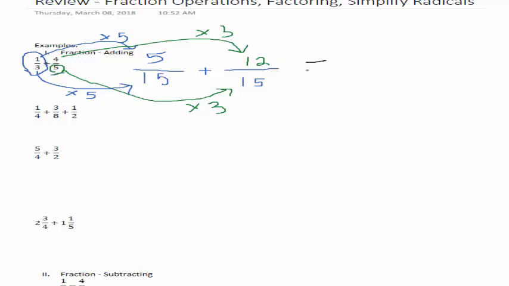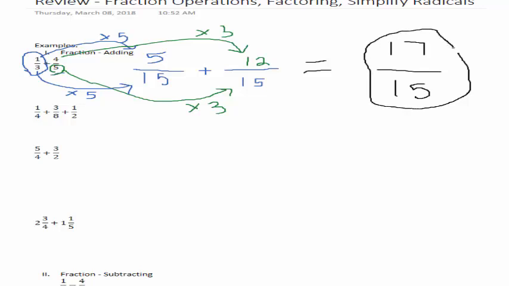So 5 plus 12 is 17, and the denominator stays 15. Now, we could say we're done there. This is a perfectly okay fraction. It is called an improper fraction, but there is nothing improper about writing it this way. However, sometimes we want to change it into a mixed number. When the numerator is larger than the denominator, we can change it into a mixed number.